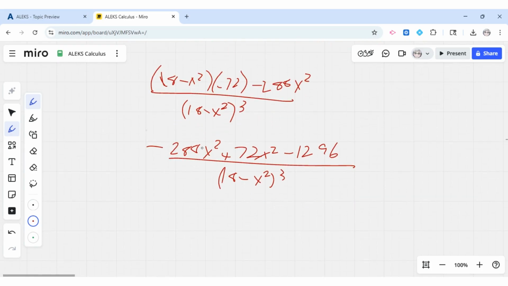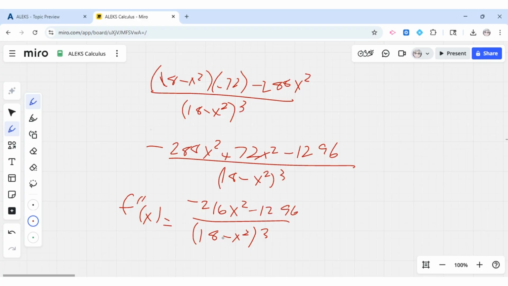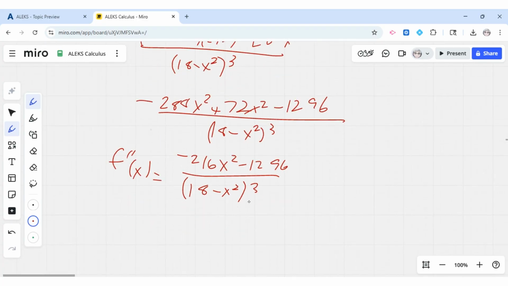And this simplifies to negative 216 x squared minus 1296 over 18 minus x squared cubed. So I think I may have made a mistake along the way. It's possible, but I think this is our second derivative. And let's think about this. It's going to have the same undefined points, positive and negative square root of 3, or 3 times the square root of 2.